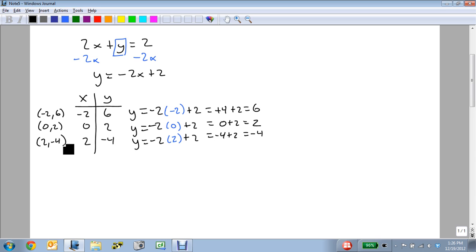Notice how easy the 0 case was. Picking x of 0 gave y directly. And now with this, we can plot our points. Back 2, over 2, up 6, and down 2. We can plot our points: minus 2, 6; 0, 2; 2, minus 2.